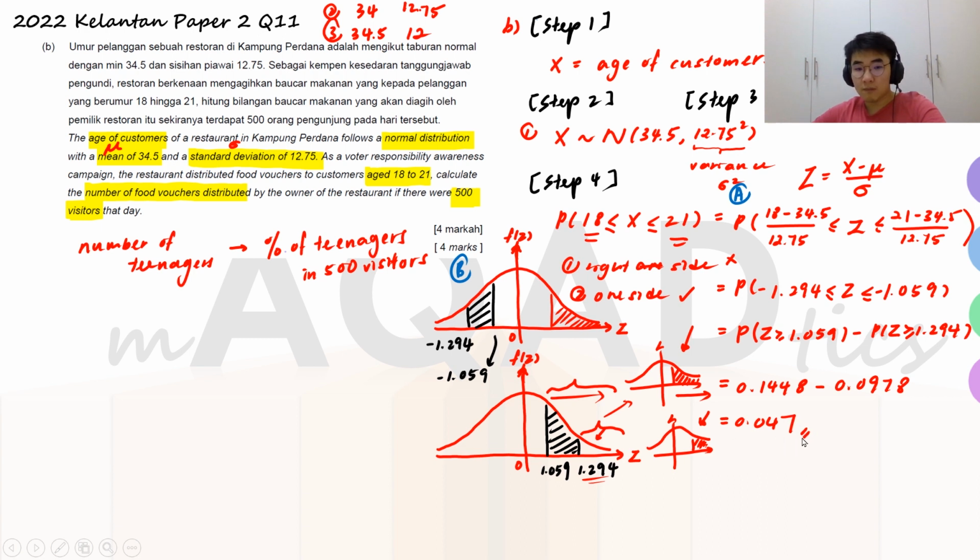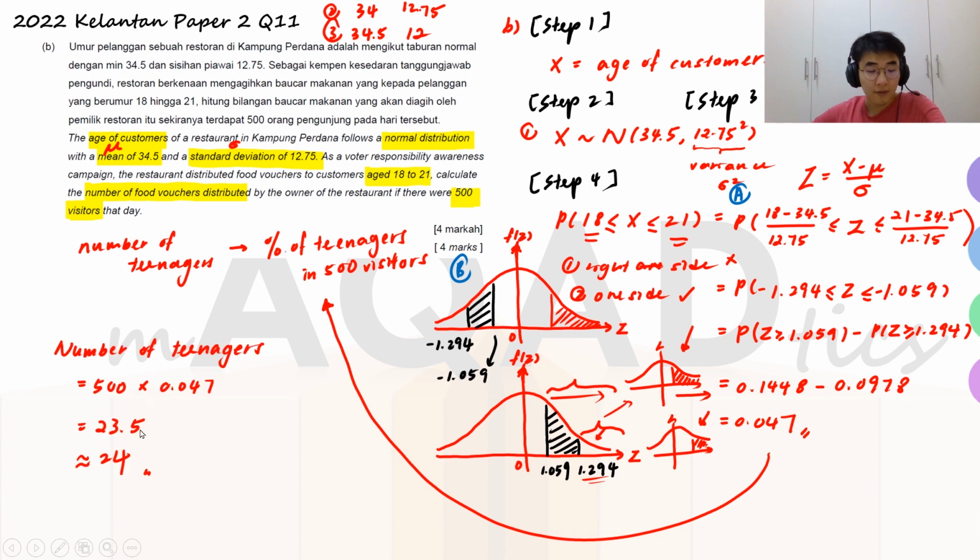So this value means that among 500 visitors, 4.7 of them are teenagers. Okay, so if we multiply these two values together, we find out that the number of teenagers is 23.5. So again, it's not logical that our number of teenagers is 23.5, so we need to round it to the nearest whole number, right, which is 24. And with that, we have completed today's question.